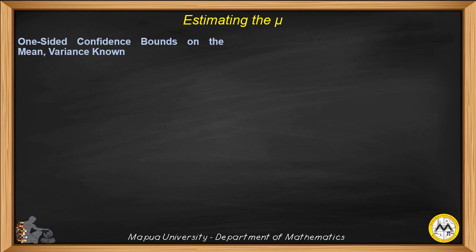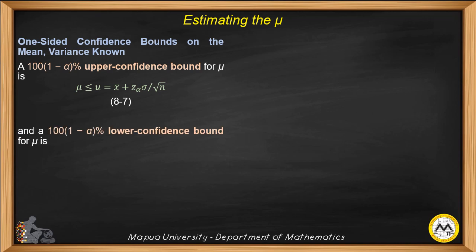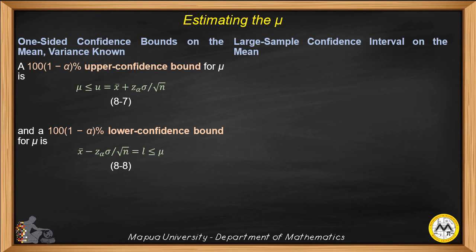For a one-sided confidence bound on the mean when the variance is known, we don't divide alpha by 2 anymore because we allot the error to be on one side. For a 100 times 1 minus alpha percent confidence bound, upper would be the plus side and lower would be the minus side. So x bar minus is the lower confidence bound and x bar plus is the upper confidence bound. We don't divide alpha by 2 because this is a single-sided confidence interval.